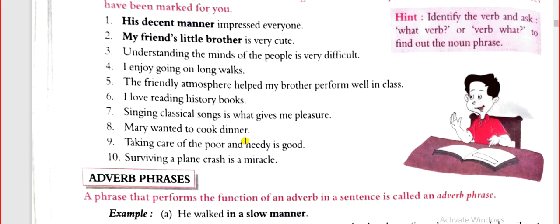अब कोई और नहीं बोलेगा. Listen, अभी सब चुप रहो. देखो तन्मय, wanted हो गया verb. अब verb से what पूछो? Mary wanted what? Ma'am, to cook dinner. Very good. तो noun phrase क्या हो गया? To cook dinner. Okay, ma'am. तन्मय. Okay, ma'am. Thank you, ma'am. अरे सुनो मेरी बात. Yes, ma'am.